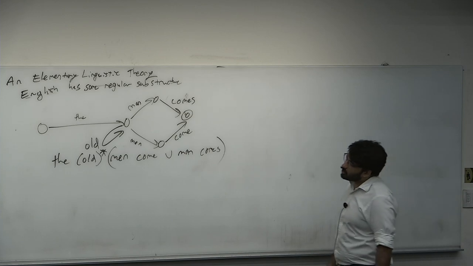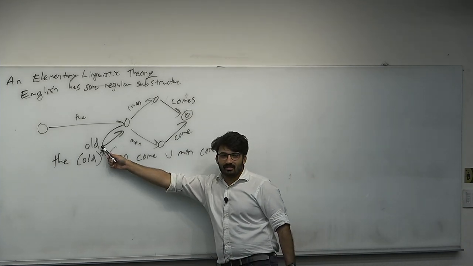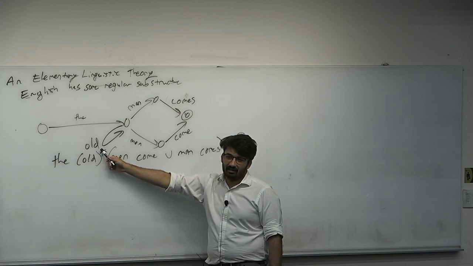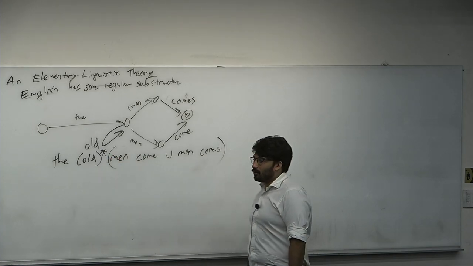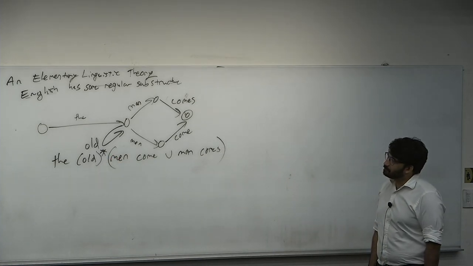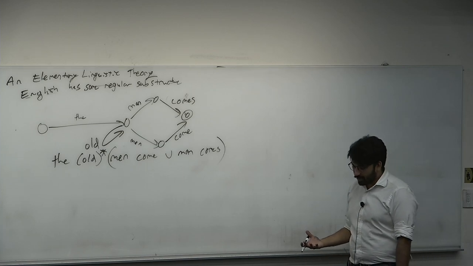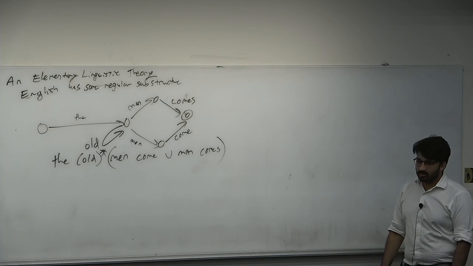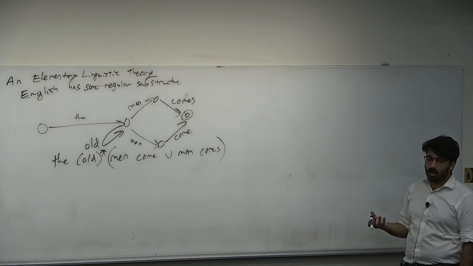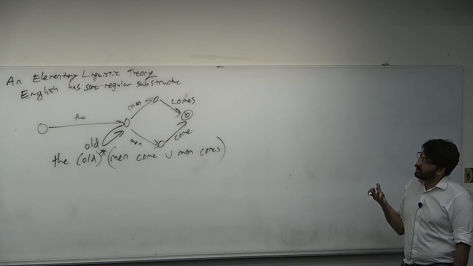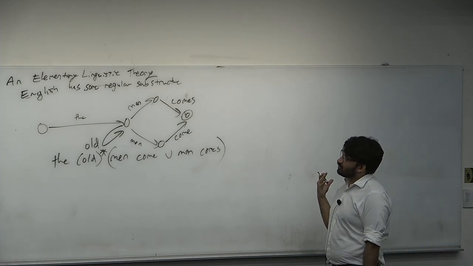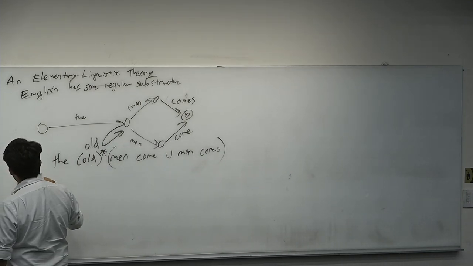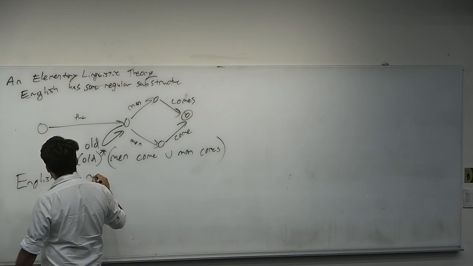Now, first question: is it grammatically correct to insert the word old 10 million times? Okay, good enough. But if you observe this, maybe English can be regularized in some sense, it turns out that you'll reach a lot of difficulty trying to explain some of the more complicated sentences. The next point he makes is that English has non-regular substructure.